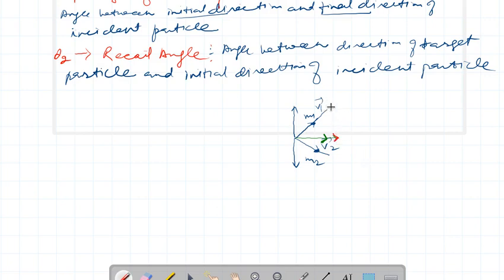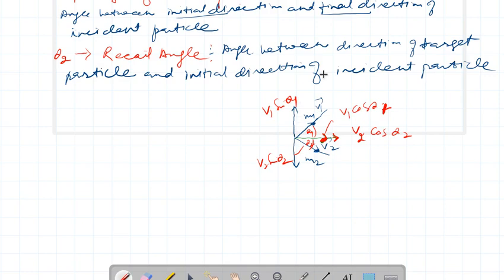So let me call this v2 cos theta 2, because this angle is theta 2, and this is v2 sine theta 2. Similarly, this is v1 cos theta 1 and this is v1 sine theta 1. Sorry, it is theta 1 because this angle is theta 1, so it is the component along y-axis.